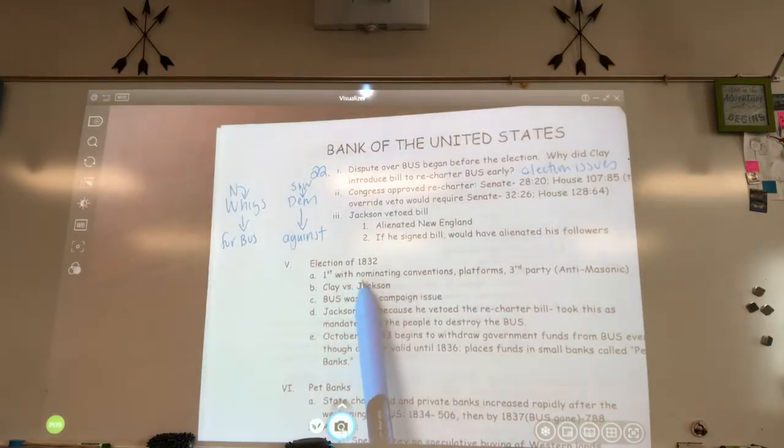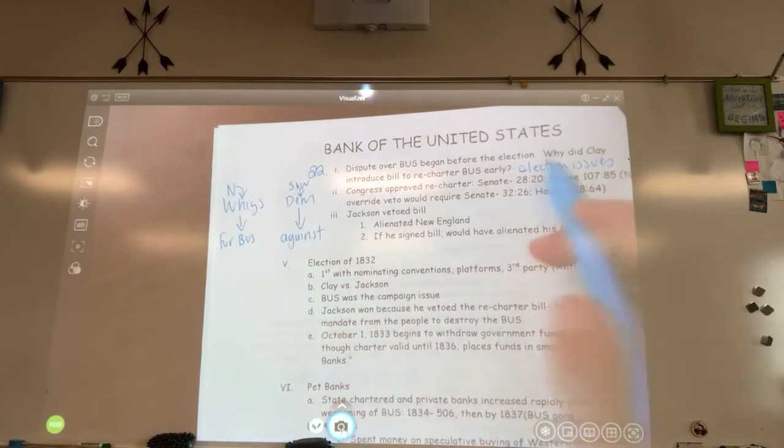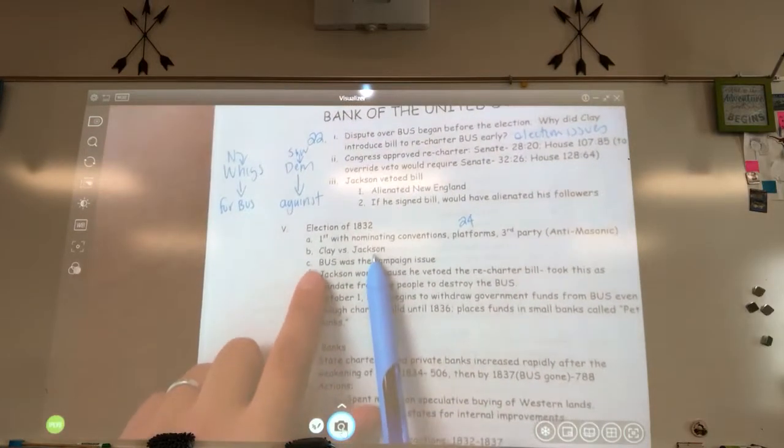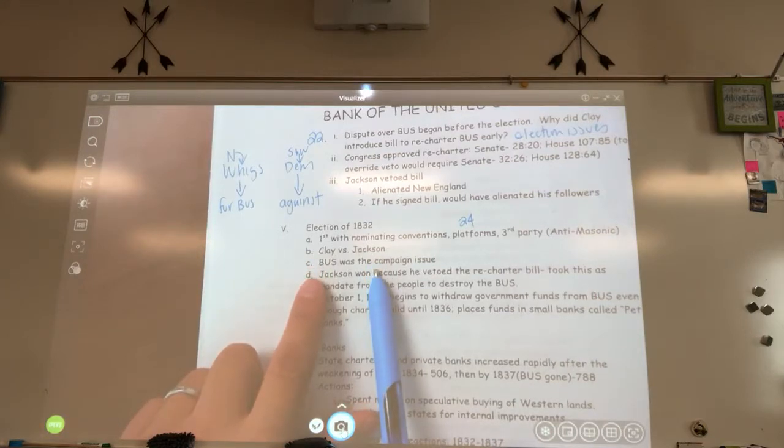So the election of 1832 is important because, y'all should have seen this on number 24, we get a third political party, the Anti-Masonic. How many of y'all have heard of the Masons before? Okay, these are the Masons. They're against Jackson. They're against the bank. So this election is really, despite having that third political party, between Jackson and Clay. The bank is the campaign issue.